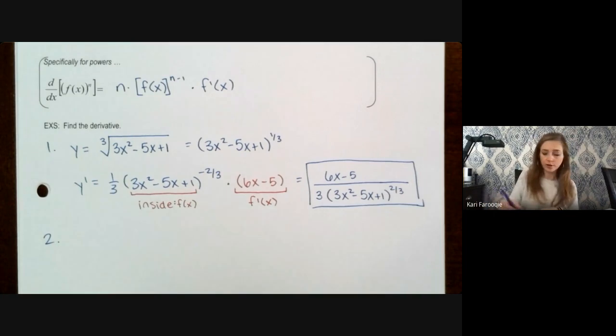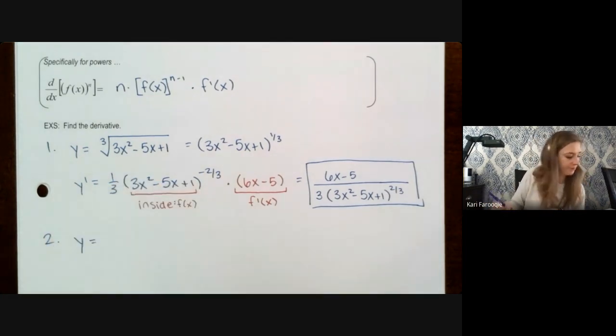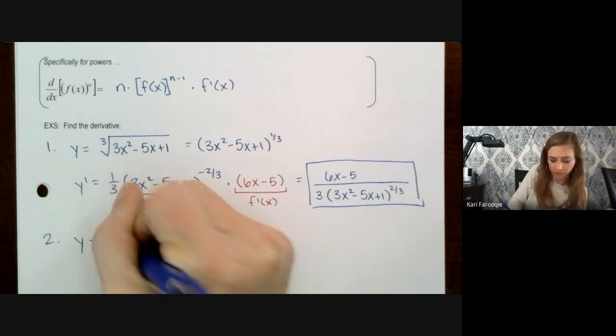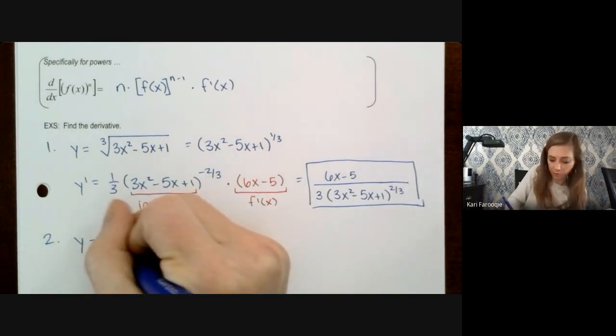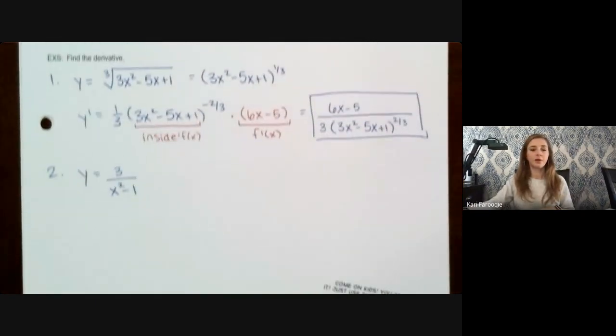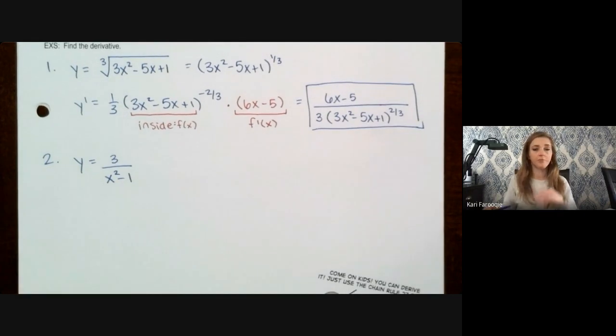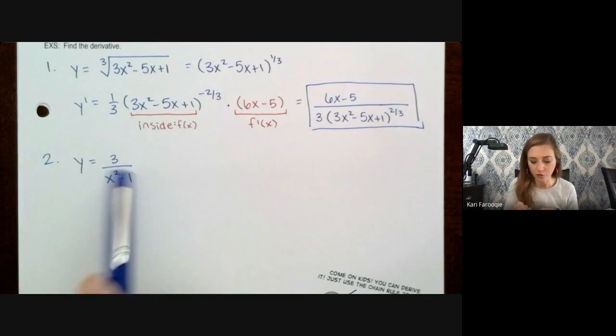Let's do another one. So this is going to be y equals 3 divided by x squared minus 1. Now, you actually have two different ways of doing this. You can use the chain rule or you can use the quotient rule. I'm going to show you both, and you'll see that your answer might look a little bit different depending on which method you use.